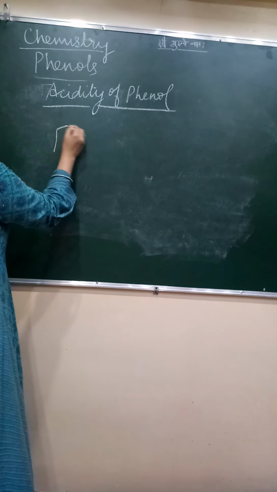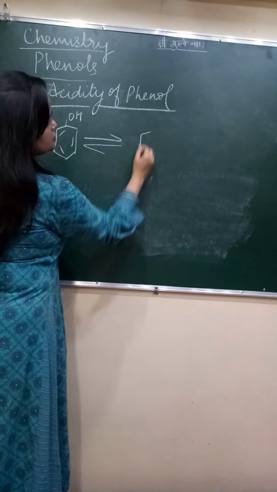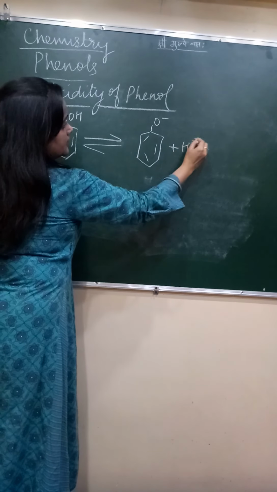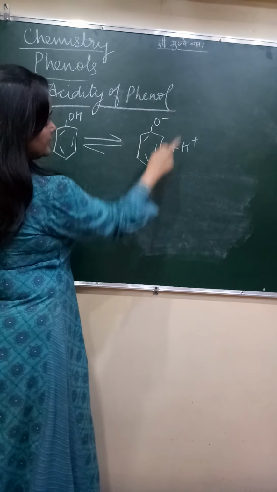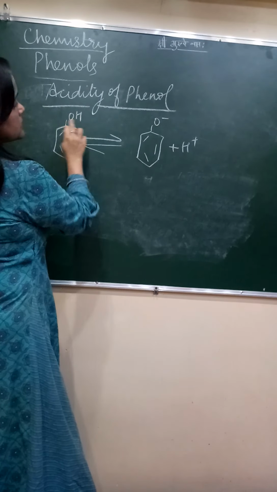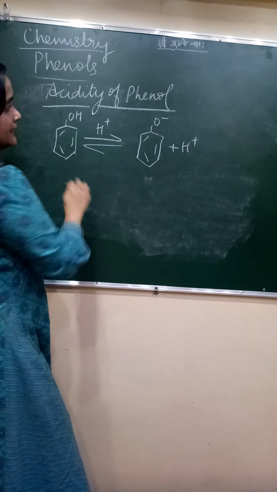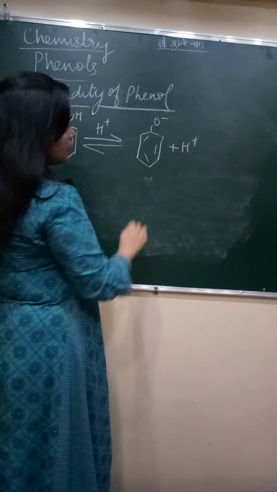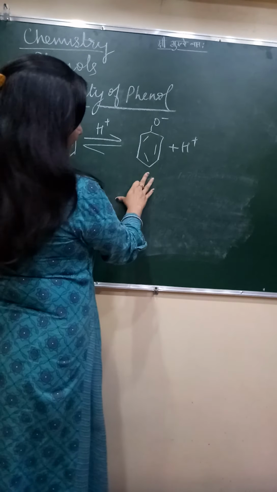Acidity of phenol. Phenol, in aqueous solution or by itself, dissociates into the phenoxide ion like this. Acidity means giving a proton, a proton donor. So this is the hydroxy group in which oxygen is attached to the proton. But on dissociation, it changes into the phenoxide ion and gives a proton. Why is it possible, and why not in alcohol? It was easily possible. So I will explain this.